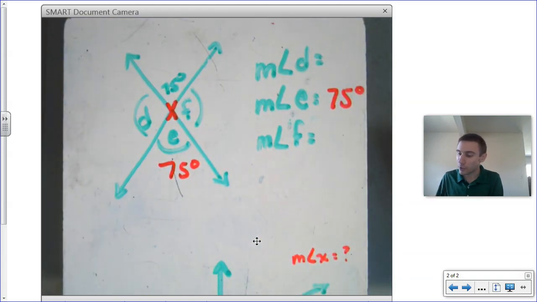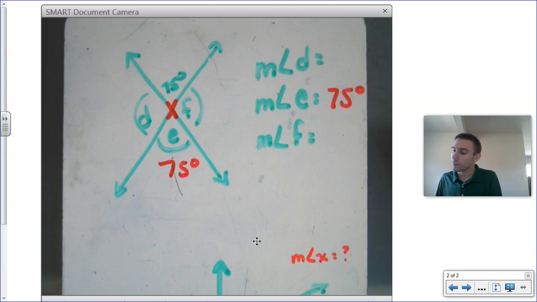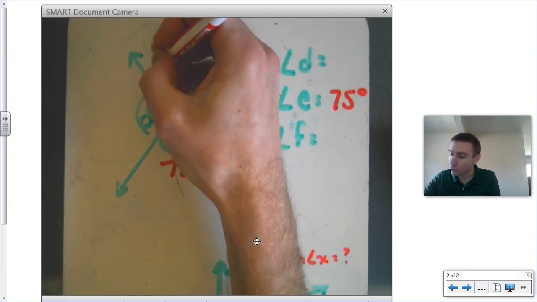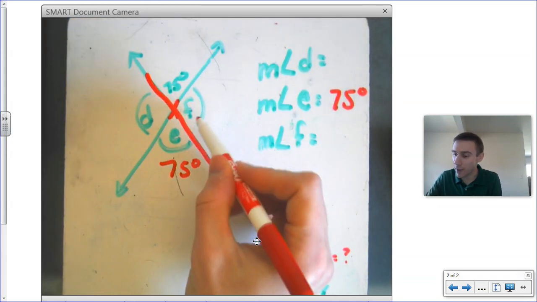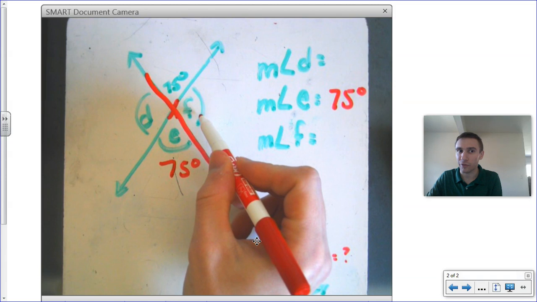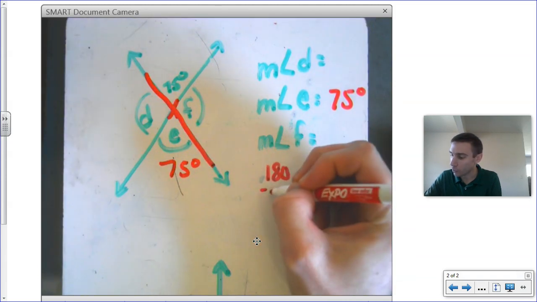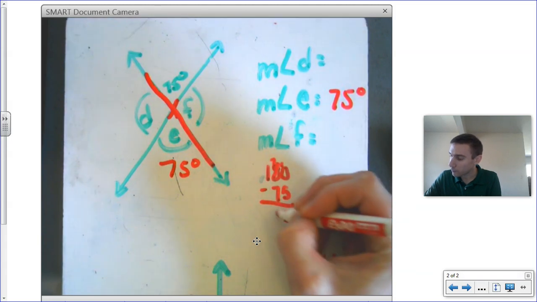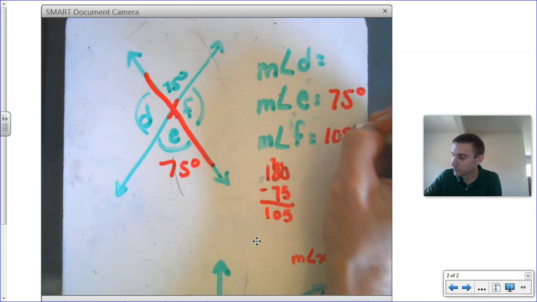Now, in order to figure out what D or F are, I have to decide whether to use this 75 or this 75, which one of those I want to use. So I'm going to draw this line right here, and I'm going to say, well, if this is 75, then angle F lies on a line, so I'm going to use the rule of angles on a line. So 180 minus 75, and that will give me 105 degrees for angle F.